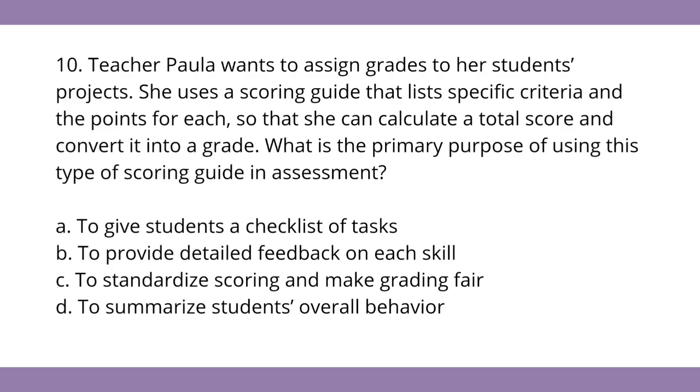Question number 10. Teacher Paula wants to assign grades to her students' projects. She uses a scoring guide that lists specific criteria and the points for each, so that she can calculate a total score and convert it into a grade. What is the primary purpose of using this type of scoring guide in assessment? Letter A. To give students a checklist of tasks. Letter B. To provide detailed feedback on each skill. Letter C. To standardize scoring and make grading fair. Letter D. To summarize students' overall behavior.